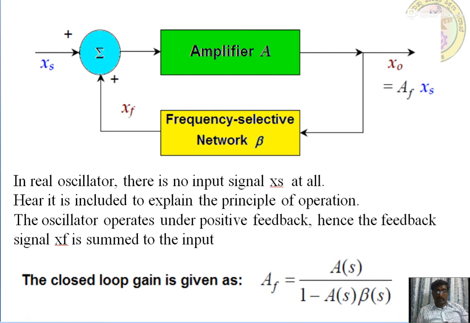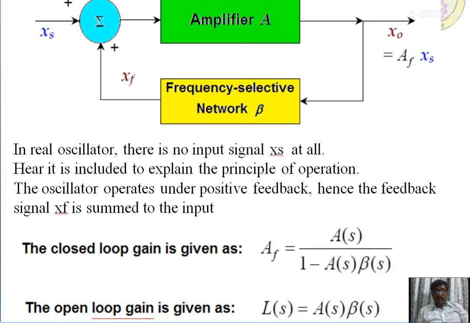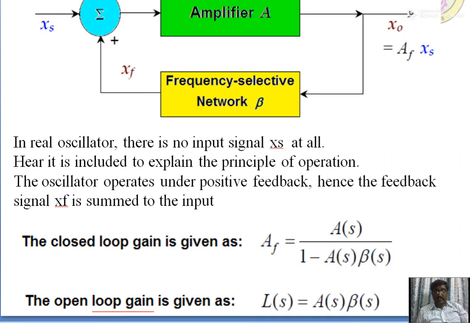The oscillator operates under positive feedback, hence the feedback signal X F is summed into the input, and the closed loop gain is given by the formula A F is equal to A S divided by 1 minus A S into beta, that is A divided by 1 minus A into beta. That is just the formula. The normal formula for the loop gain is A divided by 1 minus A into beta, but since X S is just taken, we are using it for the closed loop gain. And the open loop gain formula is L of S is equal to A S into beta. Yes, so this is the explanation for your oscillations. Okay, thank you.